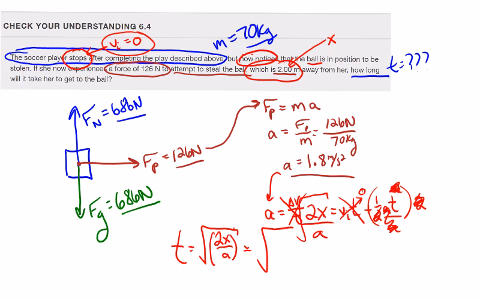So to find this, we're going to take the square root of 2 multiplied by the displacement of 2 meters, and then we're going to divide by the acceleration we just found, which is 1.8 meters per second squared. Pull out my handy dandy calculator. I'm going to take the square root of, let's see, my calculator's being silly. Basically, it's going to be 4 divided by 1.8. Hit enter, and I get 1.49 seconds. So about half a second, or 1.5 seconds to get to this soccer ball.